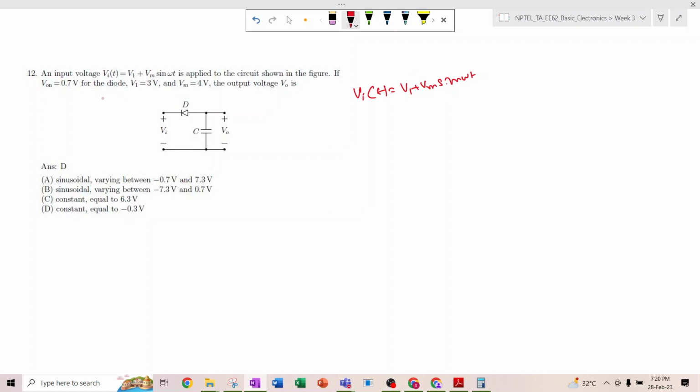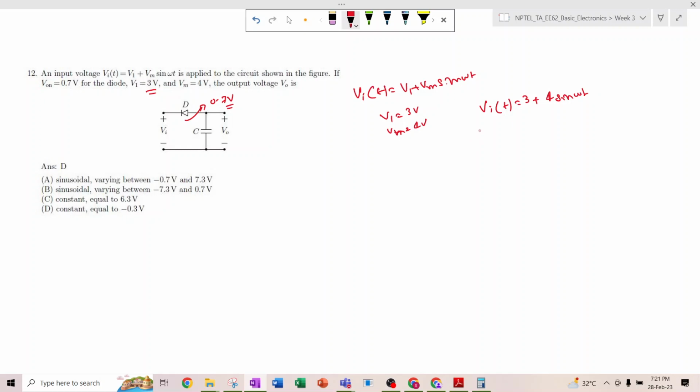So in this figure, if V1 is 0.7 volt, that means whenever the diode is on, 0.7 volt potential appears across it, right? And then V1 is 3 volt and Vm is 4 volt. Okay, so Vi(t) we can write as 3 plus 4 sine omega t.